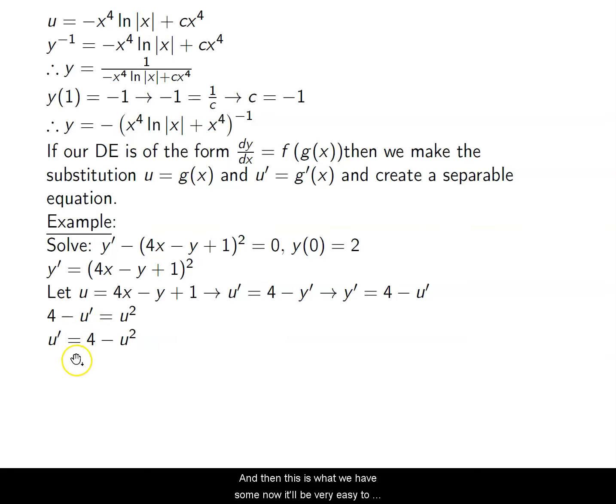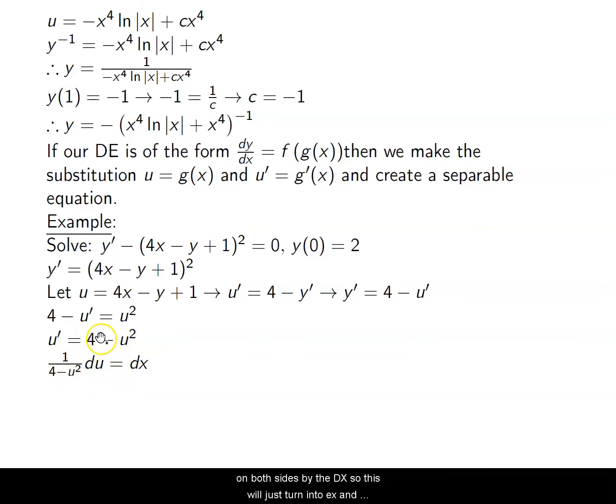So now it'll be very easy to try to separate these. I really just got to bring the u squared over here, write this as du dx, and then move the dx to the other side. Not a huge problem at all. So then this is what we have.